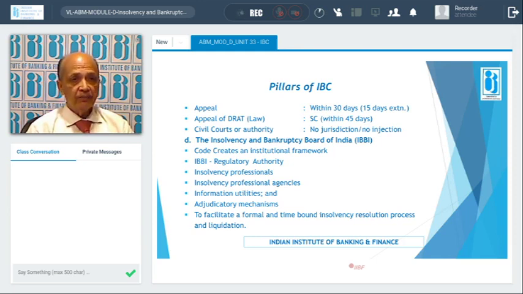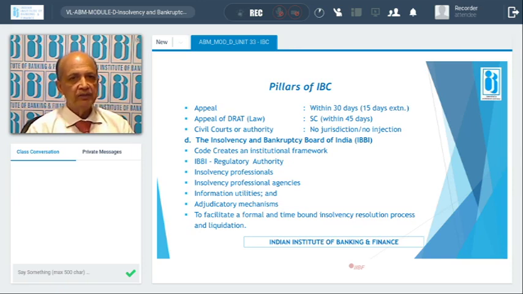And if the aggrieved party is not satisfied with the order passed by DRAT, then he can make an appeal before the Supreme Court only in respect of a matter relating to law, that too within 45 days of the order passed by the DRAT. That is, in a nutshell, about these appellate adjudicating authorities.